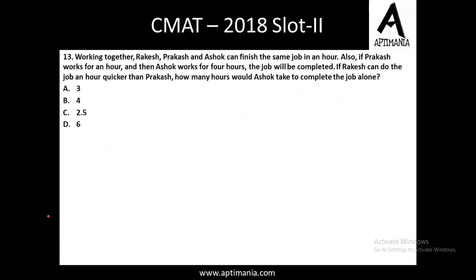It is given that working together, Rakesh, Prakash, and Ashok can finish the same job in an hour. The time is not given to us. Rakesh is there, Prakash is there, and Ashok is there. If Prakash works for an hour and then Ashok works for 4 hours, the job will be done. So the job that was done by Rakesh plus Prakash plus Ashok in 1 hour is the same as the job done by Prakash plus 4 hours of Ashok. So if I solve the equation, P and P will get cancelled out. A on taking on the other side, I'll have R equals 3A.